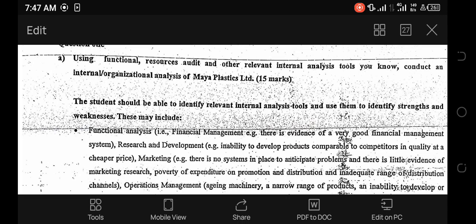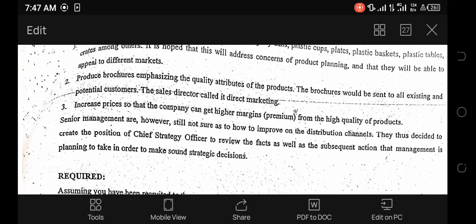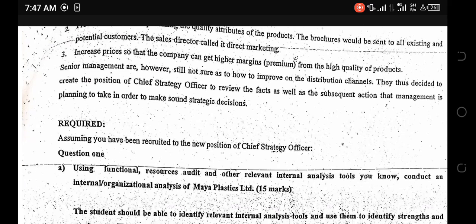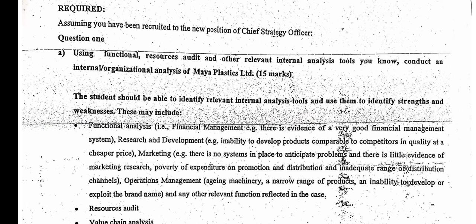Just continue with the question approach. Yeah, they've given us another case still. It is too long, we are not going to read it. So, what is required? They're saying, assuming you've been recruited to the new position of Chief Strategy Officer.